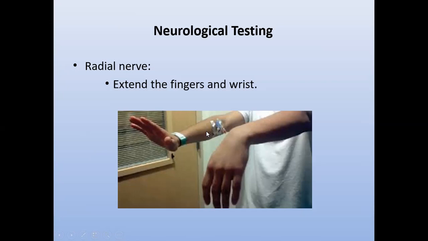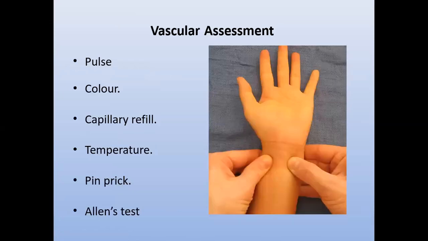Always ask him to do this. If he can't, then you note it down. Now the vascular assessment, you have to see whether the vascular is damaged. Now this is the radial artery, this is the ulnar artery. Generally, if one artery is damaged, the other artery takes over because the patient has a collateral circulation. But sometimes the patient does not have a good collateral circulation.